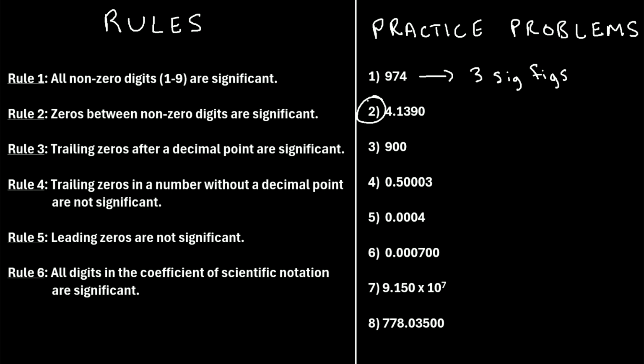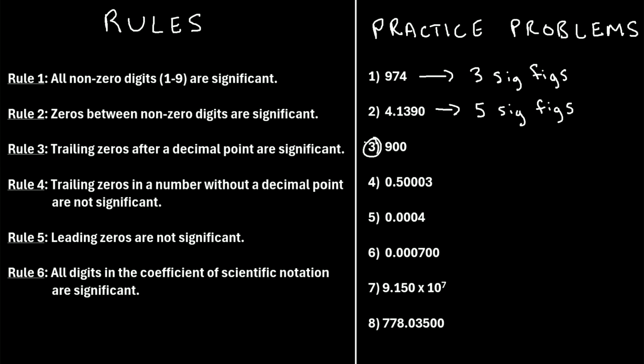All right, now let's check out this second example, 4.1390. So by rule number 1, we already know that the 4, the 1, the 3, and the 9 are all significant because they're non-zero. But what about this last 0 right here after the decimal point? Well, if we refer to rule number 3, this tells us that trailing zeros after a decimal point are significant. So this 0 right here, even though it's a 0, since it comes after the decimal point, it is significant. So it turns out that all of the digits in this number are significant. So we have 1, 2, 3, 4, 5 sig figs.